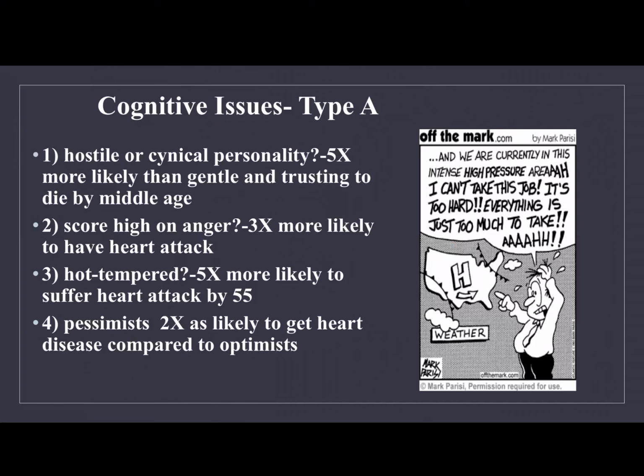All right, so individuals that are type A are much more likely to be hostile or cynical, and those are actually 5 times more likely to develop heart disease and much more likely to die by middle age compared to our type B that are more gentle and trusting individuals. Type A, they're much more likely to be quick to anger, which means they're 3 times more likely to have a heart attack. They're 5 times more likely to suffer that heart attack by 55, again, compared to our type Bs that are less anger-driven. And again, pessimism, you're twice as likely to develop heart disease problems compared to our optimists.